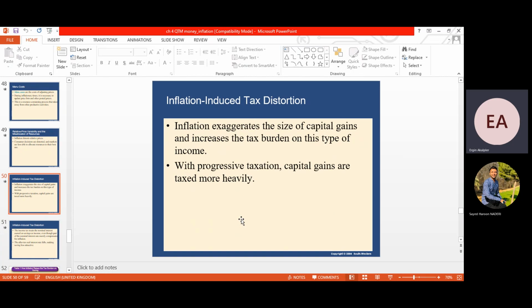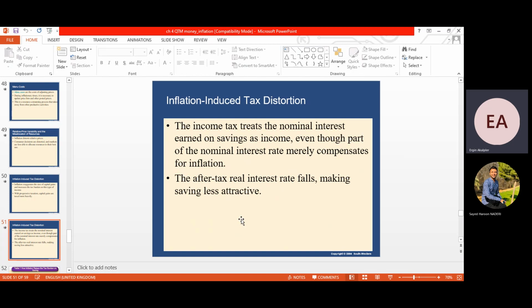And inflation exaggerates the size of capital gains, as I mentioned to you in the example. The gross national income will become exaggerated and become more, but in real terms you produced fewer goods and services, probably, than last year. The monetary value, which increased as a result of this inflation, is more in nominal terms but less in real terms, and it increases the tax burden on this type of income. It is somehow a tax burden when inflation occurs and causes so much harm to the economy. And with progressive taxation, capital gains are taxed more heavily.